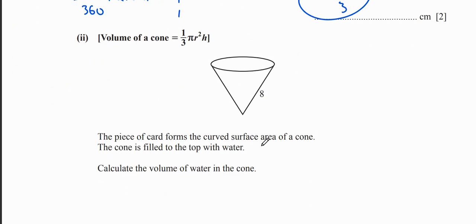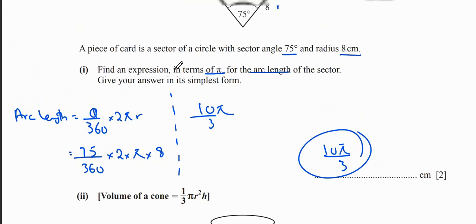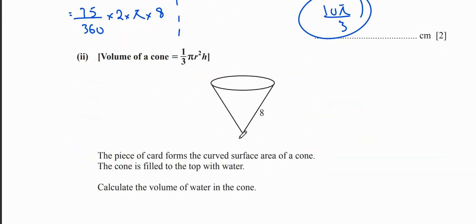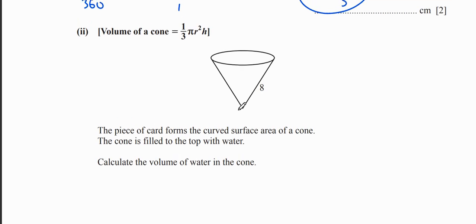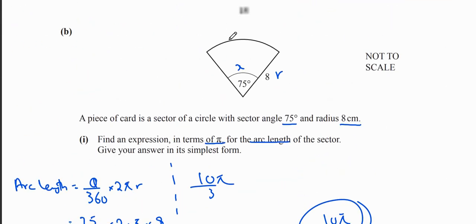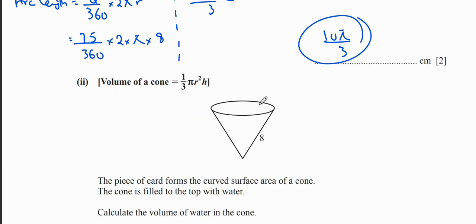Next question, it says that the piece of card forms the curved surface area of a cone. The cone is filled to the top with water. Calculate the volume of the cone. So what you need to understand is that this was a card. When we folded the card, it became this cone.